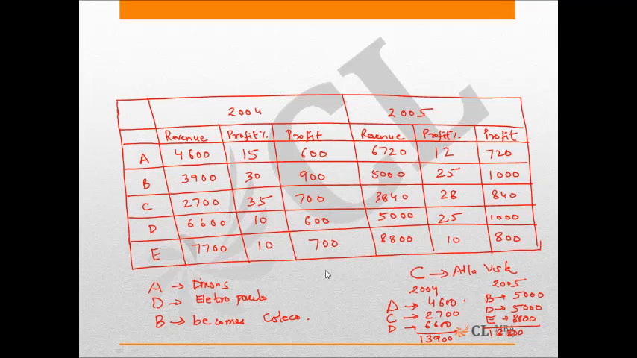So the required percentage will be 13900 upon 18800 multiplied by 100, which would be somewhere around 73.94, which is your option B.